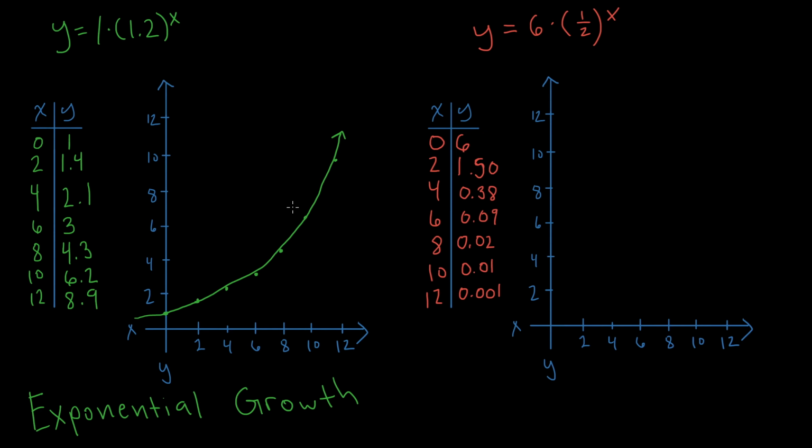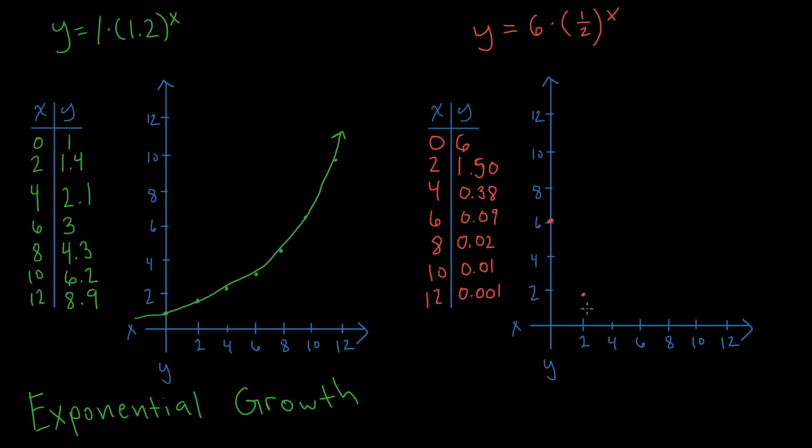And then just like I did on the left-hand side, I'm just going to use these as coordinate pairs and plot out the points on the graph here. So when x is 0, this is going to be our y-intercept. It's going to be right on the y-axis here. When x is 0, y is going to be equal to 6. And then when x is 2, y is going to be equal to 1.5, which is right about here. So I'm going to go over 2, and then I'm going to go up 1.5, so about right there.